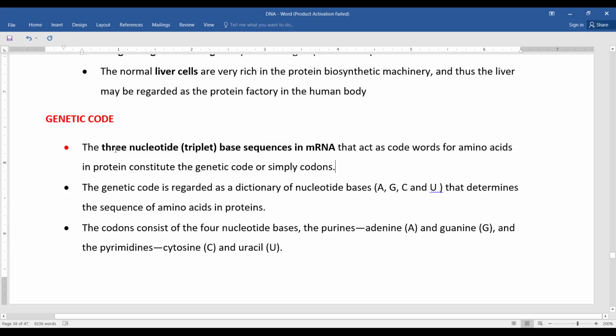So the 3 nucleotide base sequences in mRNA act as code words for what? For amino acids. Why amino acids? Because a protein is made up of amino acids. Amino acids are the building blocks of proteins. So they should be joined together to form a polypeptide or a protein. Okay, so anyway, the 3 nucleotide base sequences in an mRNA that act as code words for amino acids in protein constitute the genetic code or simply codon.